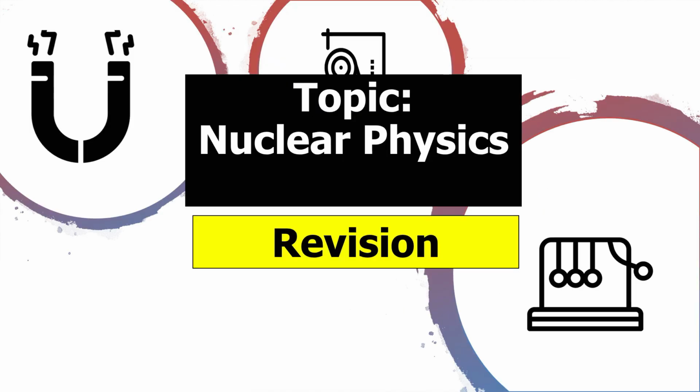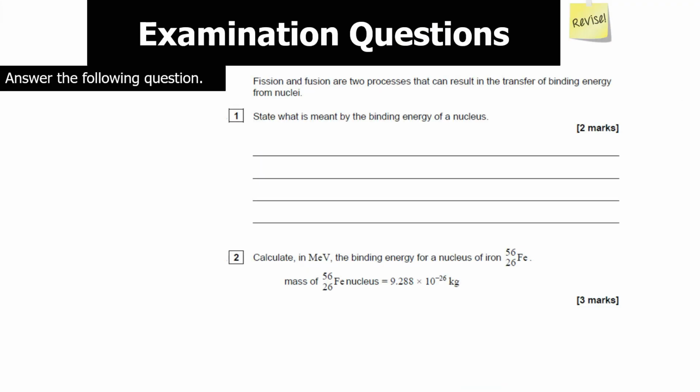Let's now have a look at the nuclear physics topic. The first question says fission and fusion are two processes that can result in the transfer of the binding energy from the nuclei. State what is meant by the binding energy of a nucleus, then calculate in MeV the binding energy of a nucleus of iron-56 (56/26 Fe). So pause the video now, then unpause the video when you want to go through your answer.